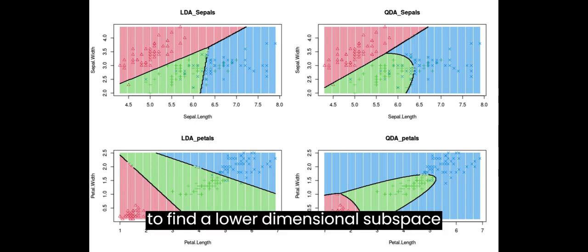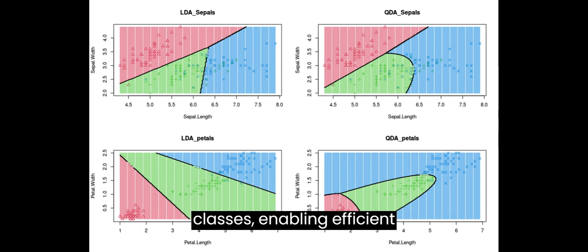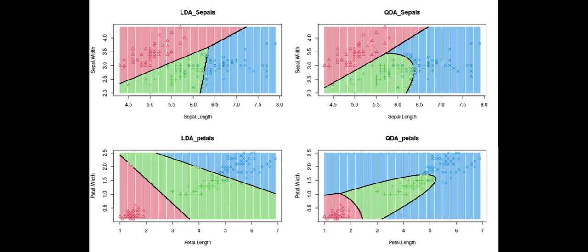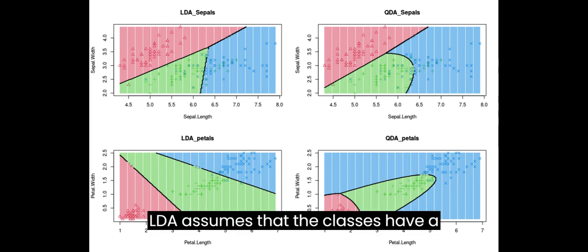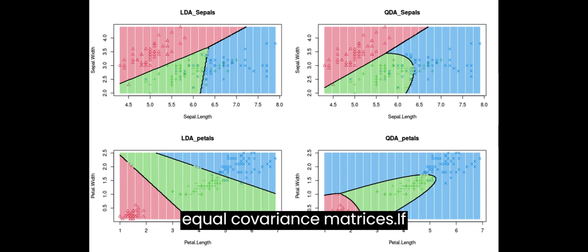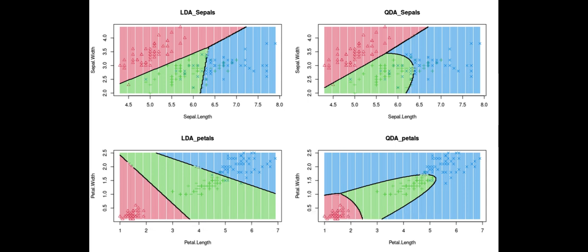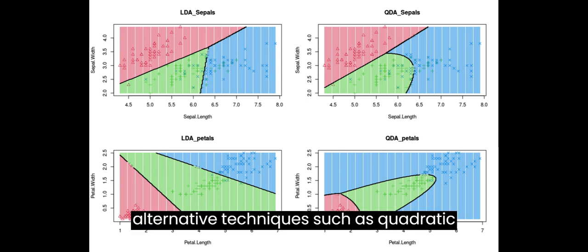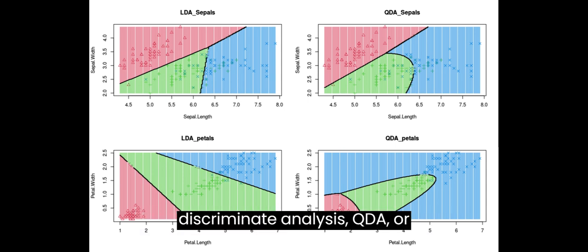It seeks to find a lower-dimensional subspace that maximizes the separation between classes, enabling efficient classification and visualization of the data. It's worth noting that LDA assumes that the classes have a multivariate normal distribution and equal covariance matrices. If these assumptions are not met, alternative techniques such as quadratic discriminant analysis (QDA) or nonlinear dimensionality reduction methods may be more appropriate.